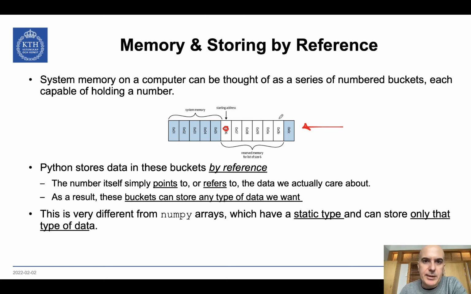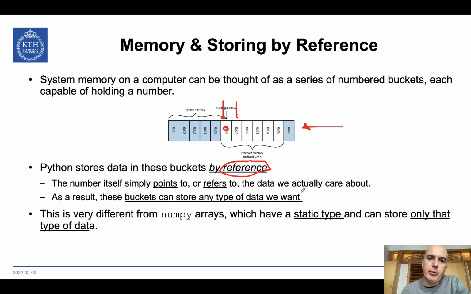What do we have in these buckets? So the one surprise of Python is that in this bucket we do not actually have the data that we want to store. What we have instead is a reference. You can think of a reference as an address to a memory. So the number that we have in these buckets is a number that simply points or refers to the data we actually care about. So as a result, the buckets can store any type of data that we want, because we are basically just giving a reference to the place, and at that reference we can have any type of data that we want.